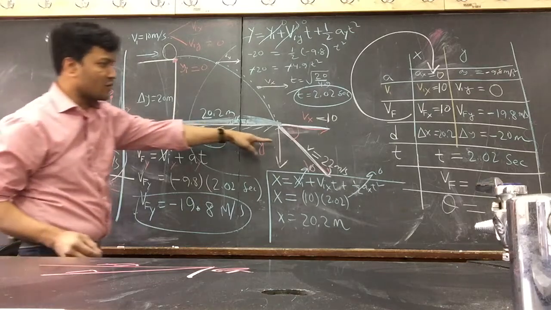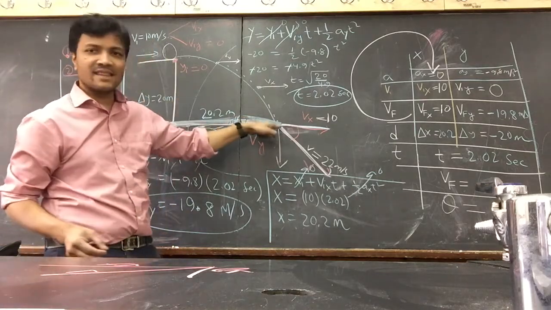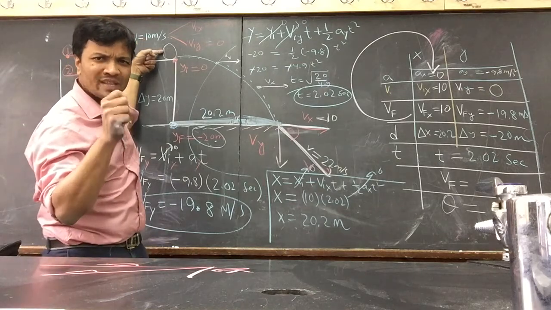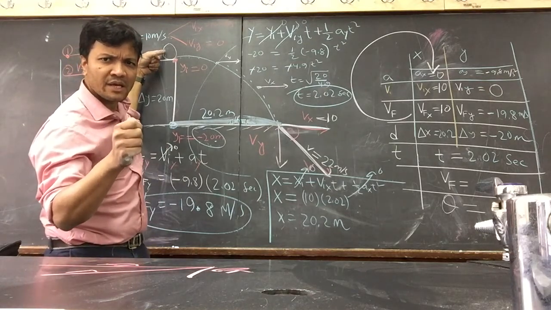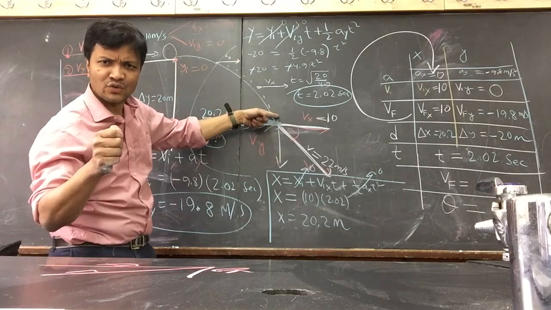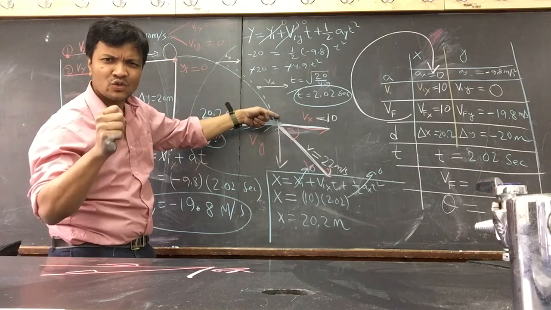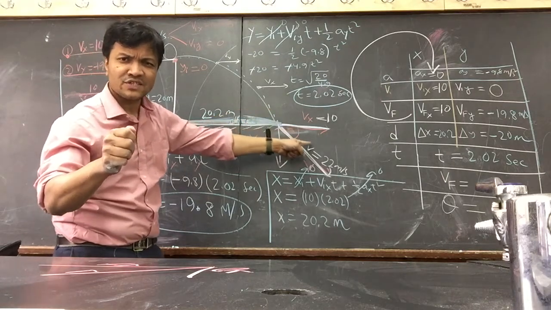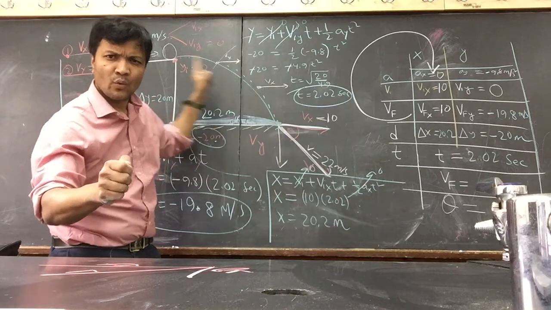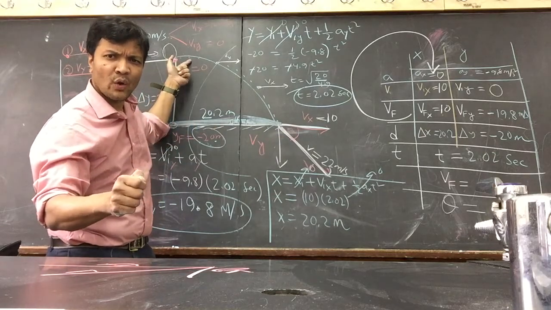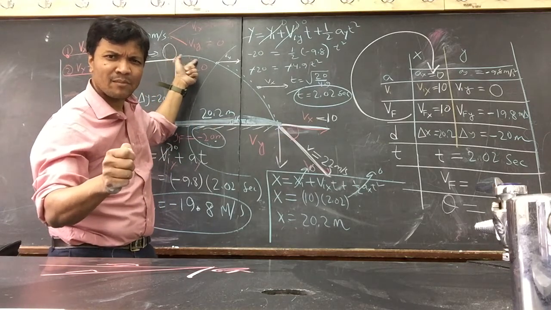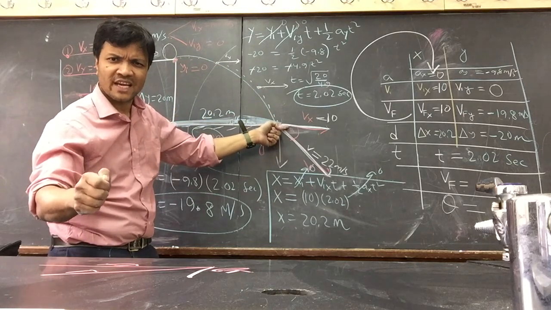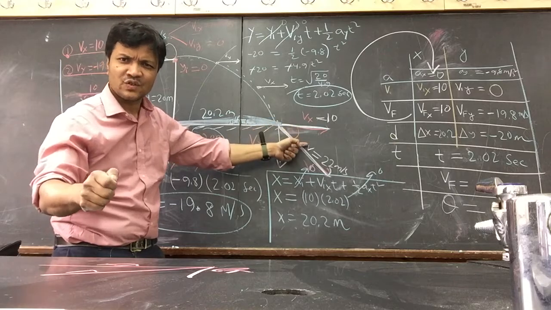So we're going to come back and say that when you push the ball with 10 meters per second, the ball hits the ground with 22 meters per second of velocity at a 63 degree angle.